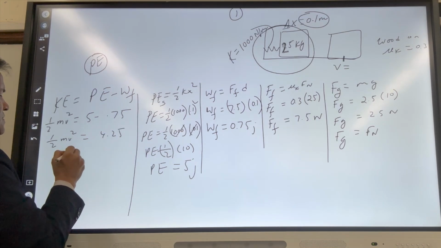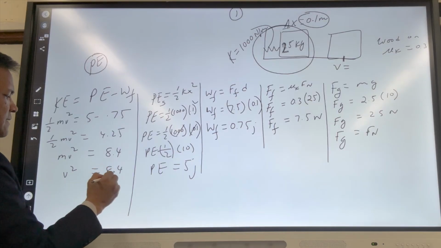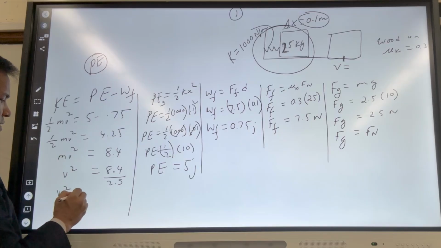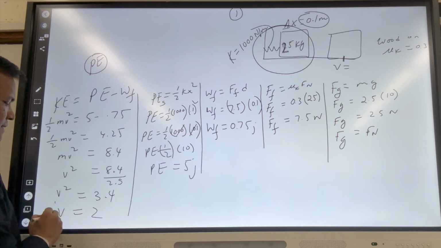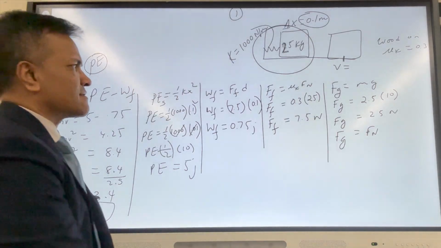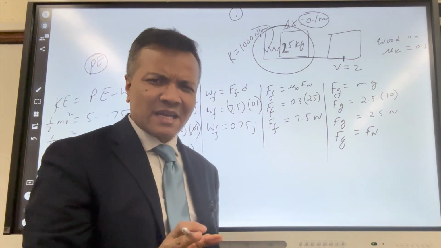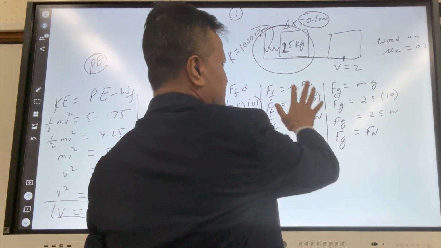So mv squared is 8.4. So v squared is 8.4 divided by 2.5. Mass is 2.5, yeah. So v squared is 3.4. So v is 2. So what is the velocity right here? It's 2, very close to 2. We are rounding.